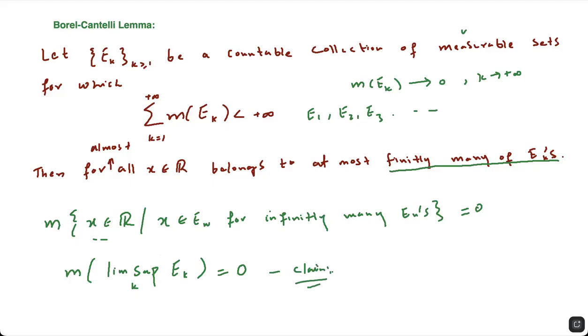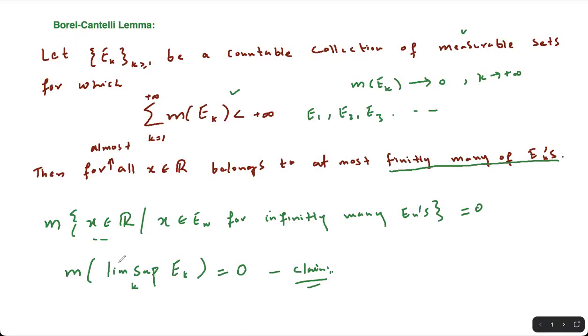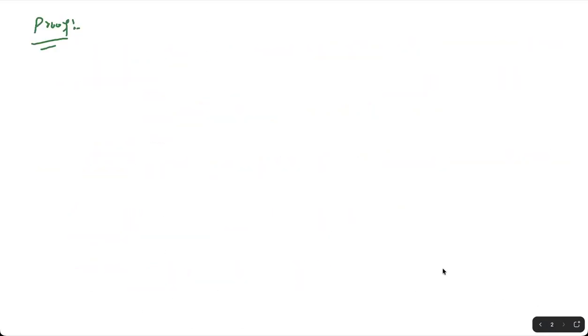So for the proof, let me repeat the statement: let E_k be a countable collection of measurable sets for which these conditions hold. Then for almost all x belonging to R, x belongs to at most finitely many of the E_k. I hope you understood the statement. So let's move to the proof. First of all, what I need to prove is that the Lebesgue measure of the limit superior of this set is equal to 0.